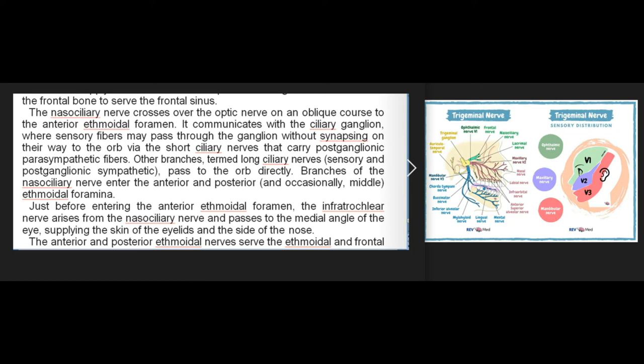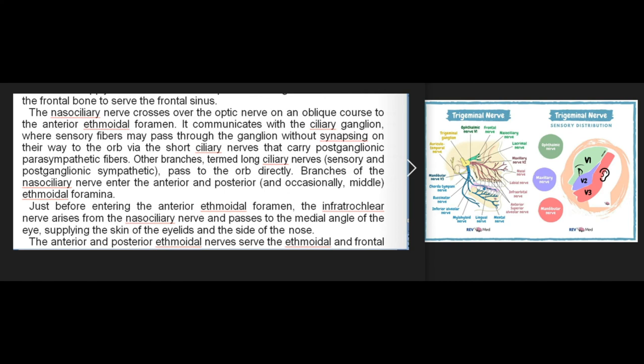The nasociliary nerve crosses over the optic nerve on an oblique course to the anterior ethmoidal foramen. It communicates with the ciliary ganglion, where sensory fibers may pass through the ganglion without synapsing on their way to the orb via the short ciliary nerves that carry postganglionic parasympathetic fibers. Other branches, termed long ciliary nerves, sensory and postganglionic sympathetic, pass to the orb directly. Branches of the nasociliary nerve enter the anterior and posterior, and occasionally middle, ethmoidal foramina.